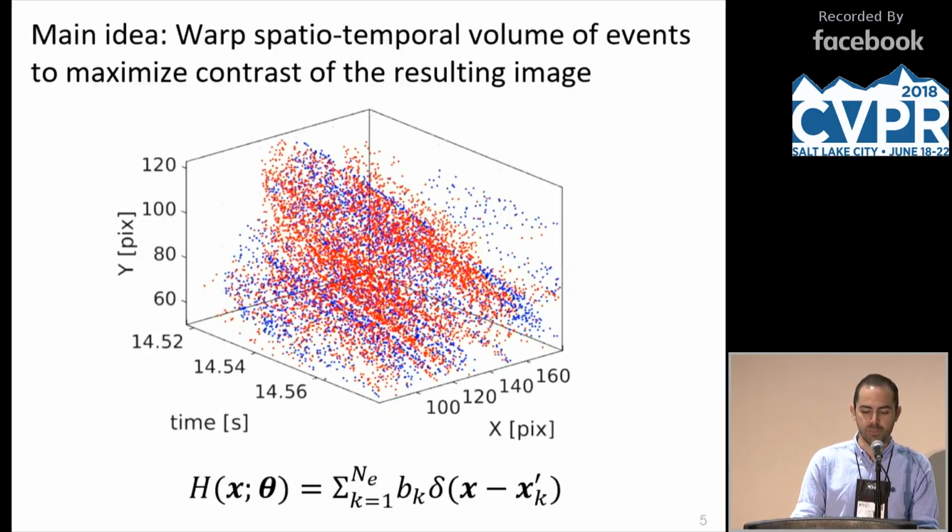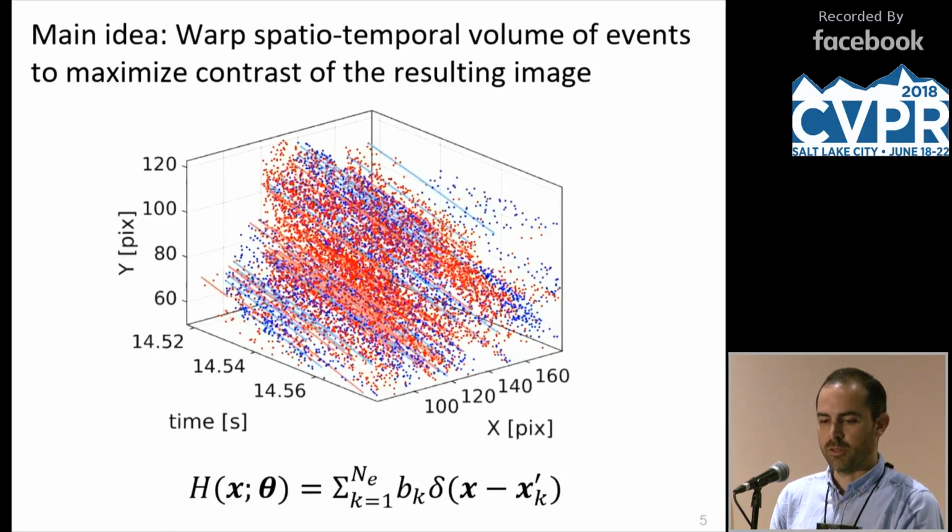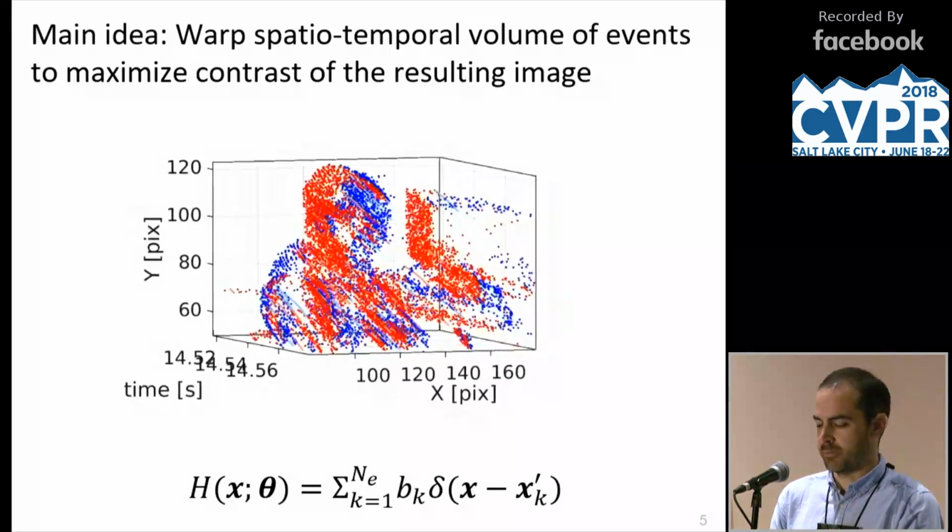Here we see a space-time volume of events captured by the camera. The main idea of our framework consists of warping the events to maximize the contrast of the resulting image. In this example of feature tracking, events are warped according to different velocities until the image that you see projected on the screen is sharpest.